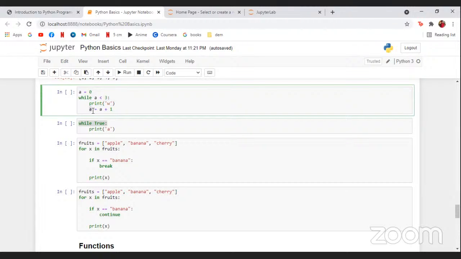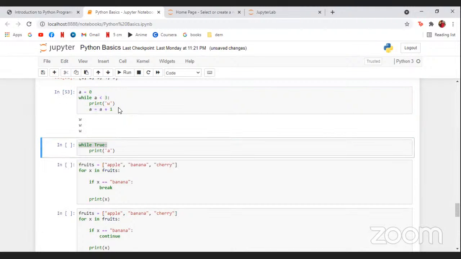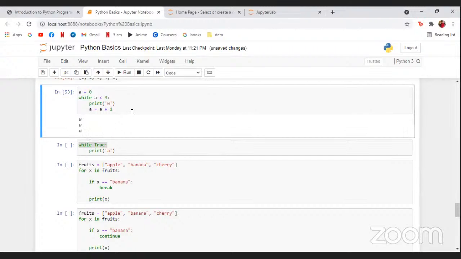And a equals a plus 1 is my update statement. If I don't change this, then 0 will always be less than 3. If I remove this statement, 0 will always be less than 3, and this loop will go on forever. So to find a way to stop that, I have to give it an update statement, which is a becomes a plus 1. So how many times can a add 1 to itself until it reaches 3? It's 3 times, right? So 0 plus 1 becomes 1, 1 plus 1 becomes 2. And then you get 3 of these outputs, right?